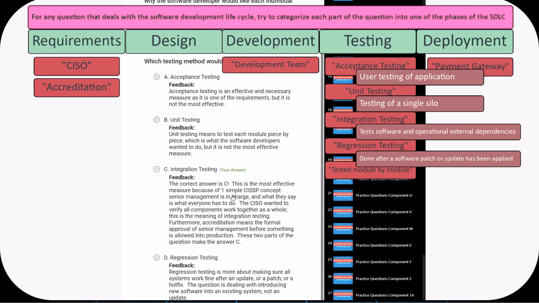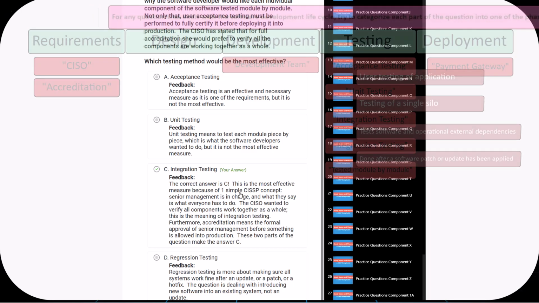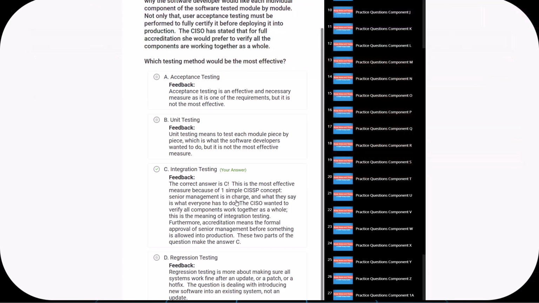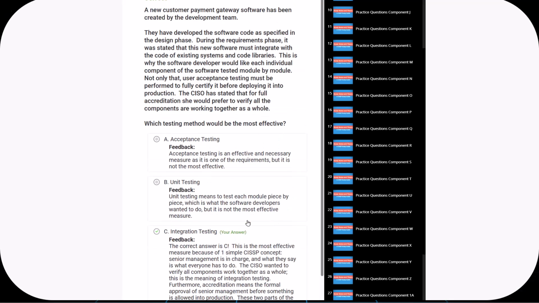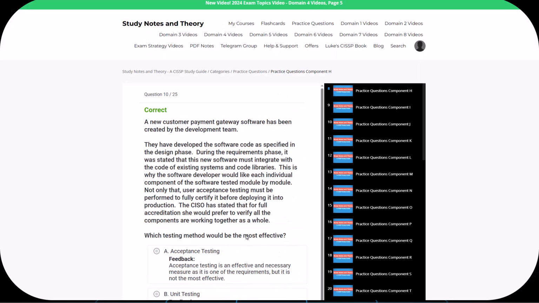This is the most effective because of one simple CISSP concept. Senior management is in charge, and what they say is what everyone has to do, okay? The CISO wanted to verify all components work together as a whole. This is the meaning of integration testing. Yeah, just like I explained. I like that I wrote, this is the most effective because of one simple concept. Senior management is in charge, and you got to do what they say, which is true. You got to do what senior management says. That's how you think like a manager for the CISSP exam.